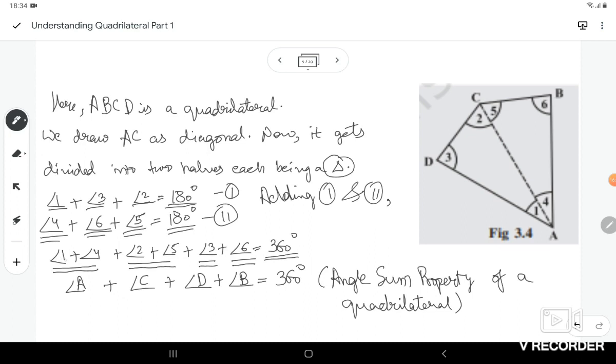So you can clearly see from the figure that angle 1 plus angle 4 is nothing but angle A. Angle 2 plus angle 5 is nothing but angle C. Angle 3 is nothing but angle D, and angle 6 is nothing but angle B. So angle A plus angle B plus angle C plus angle D comes out to be equal to 360 degrees. So this comes out to be the angle sum property of any quadrilateral.